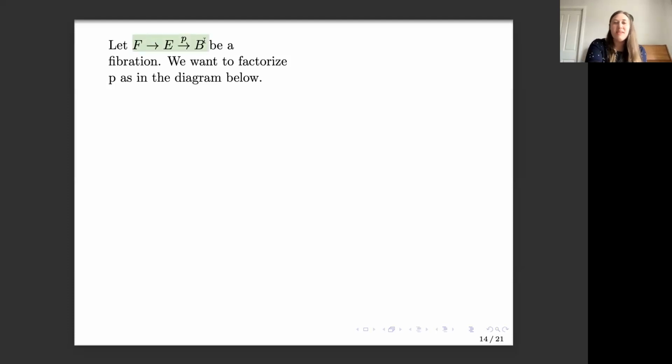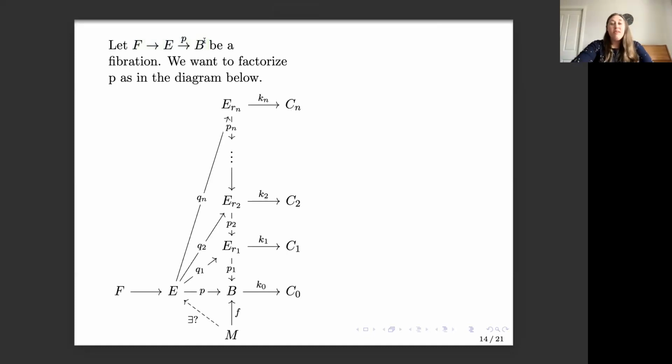Let's just consider an arbitrary fibration. Moore-Postnikov theory has been generalized so much that you only require F, E, and B to be path connected in the most general setting. And we want to try and factorize it into a diagram that looks like this. So I'll try and talk you through this diagram a little bit. Here's our fibration. Here's our lifting problem, the bottom triangle here that we're trying to solve. So just keep that in the back of your mind.